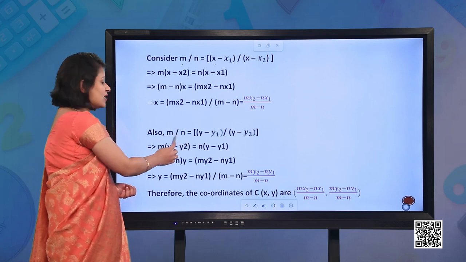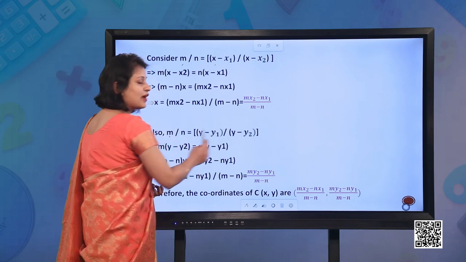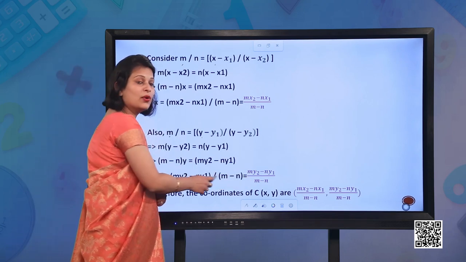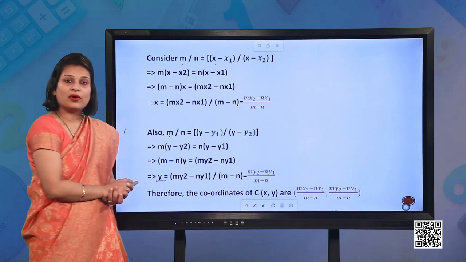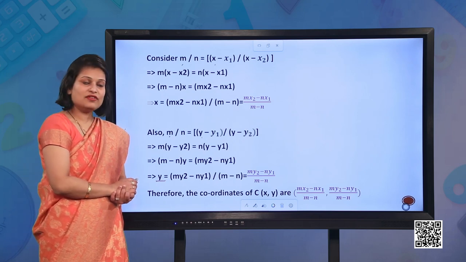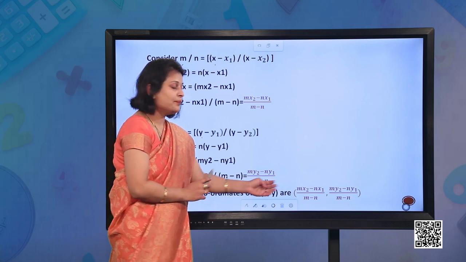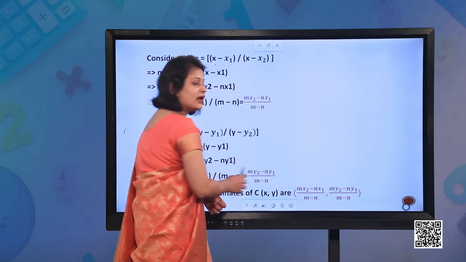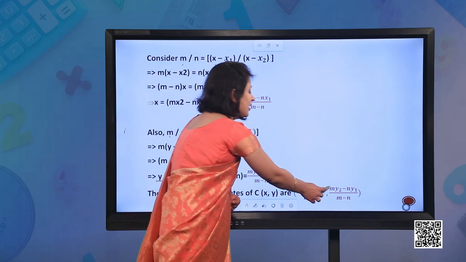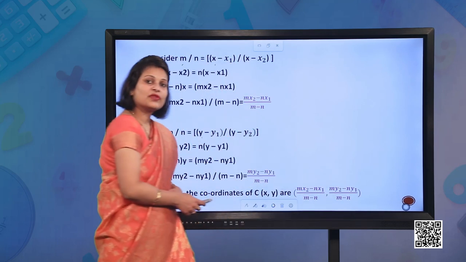You have to consider this. m upon n is equal to y minus y1 upon y minus y2. Solve for y, what will you get? (m y2 minus n y1) upon (m minus n). So, the section formula for external division, the coordinates of C will be C(x, y) = ((m x2 minus n x1) upon (m minus n), (m y2 minus n y1) upon (m minus n)).